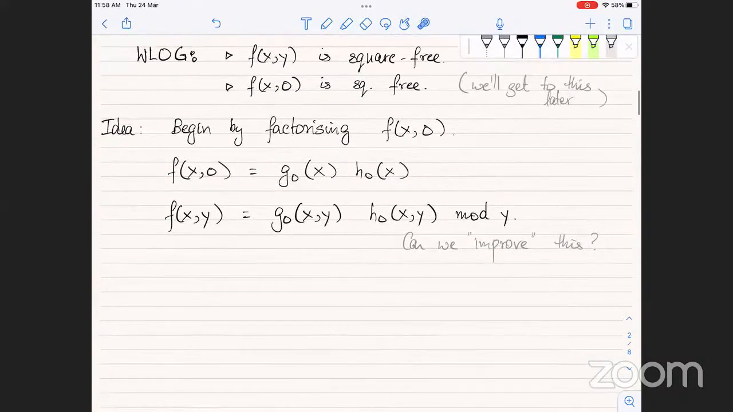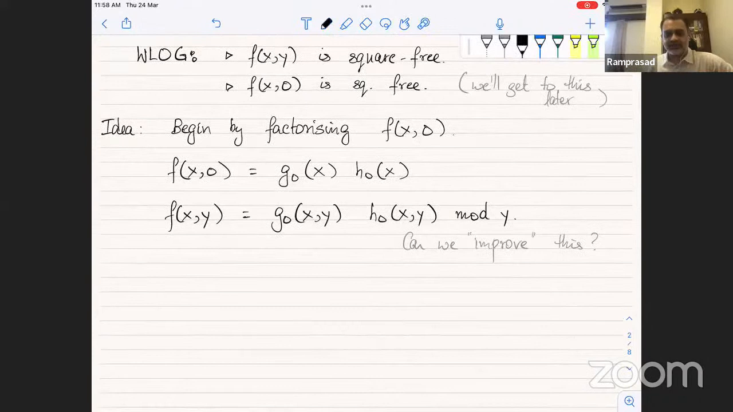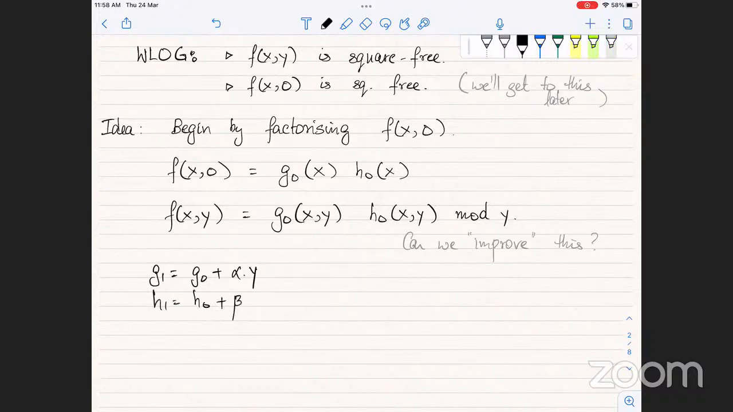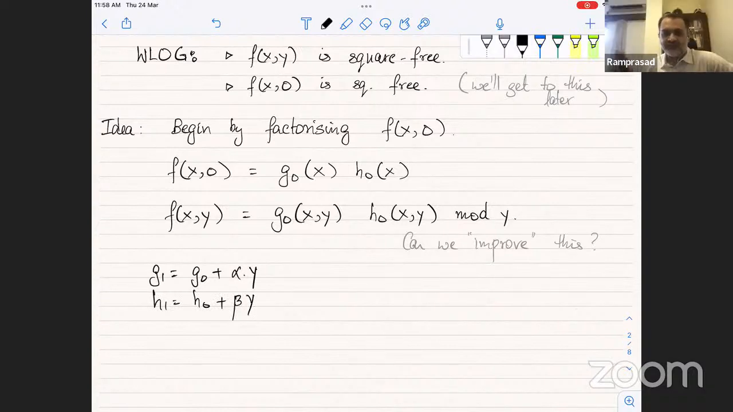So at this point, what I want to do is improve the current factorization. And we will do something that we have been doing all throughout, which is you write g1 as g0 plus some alpha times y. I mean, you perturb, like we had done in our previous lifting case. And similarly, we'll write h1 is equal to h0 plus beta times y. We are trying to figure out what alpha and beta should be. I don't know at this moment, but we'll let the equation somehow tell us what they should be.